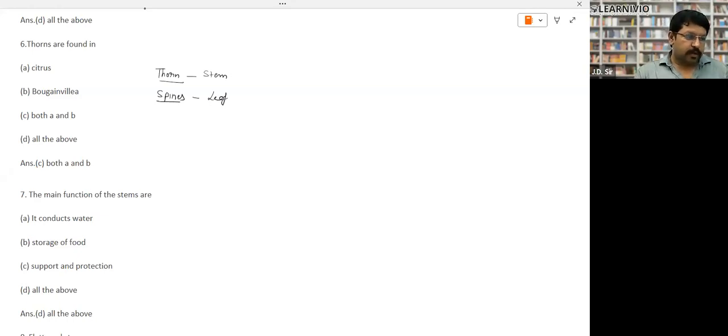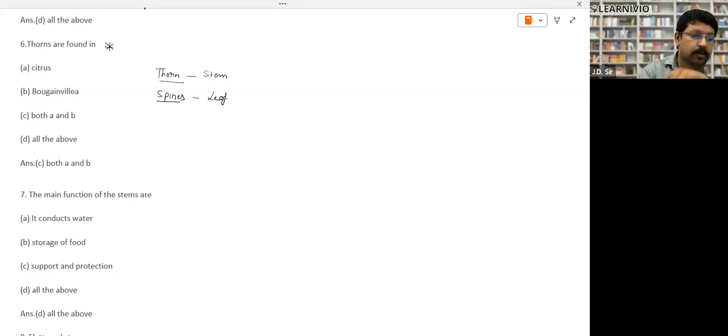So bougainvillea will have what? Thorn, right? And citrus will have thorn. Cactus and Opuntia will have spine. Remember, this is a frequently asked question. Multiple times in different ways this question has been asked. Remember this thorn and spine part.